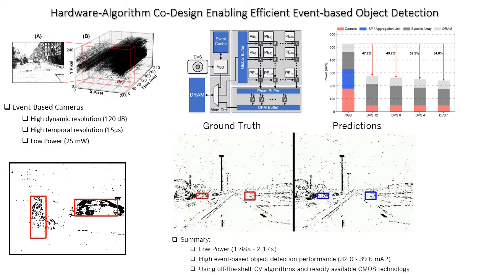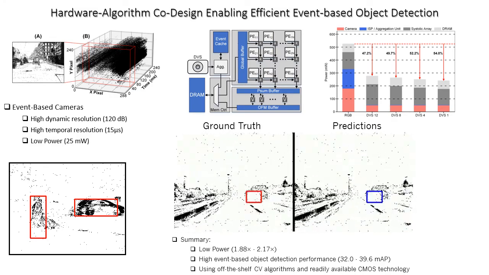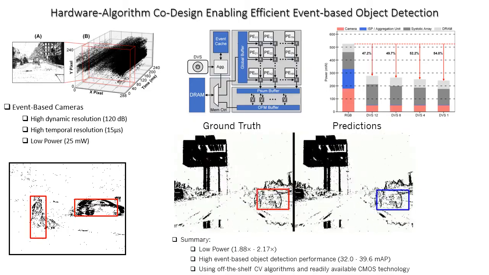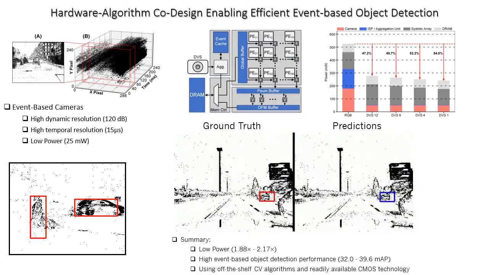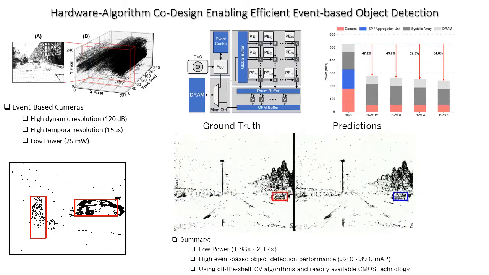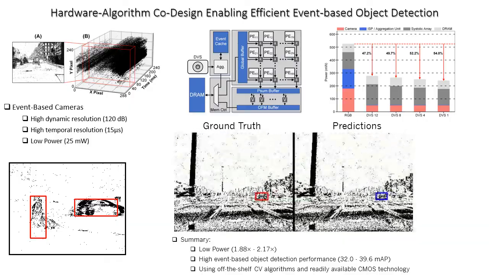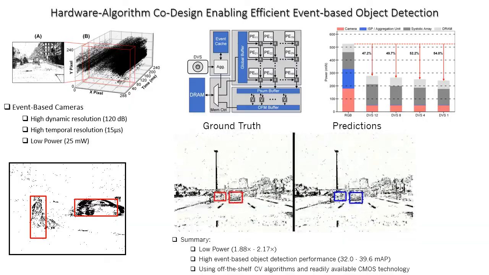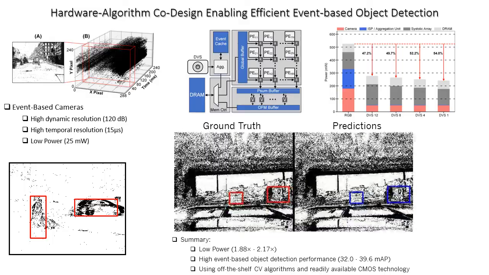To evaluate the benefits of using multiple frames per event stream, we evaluate power and detection accuracy for 1, 4, 8, and 12 frames. We find that although more power is consumed for the 12 frames, we can obtain up to 7.6% increase in mean average precision.